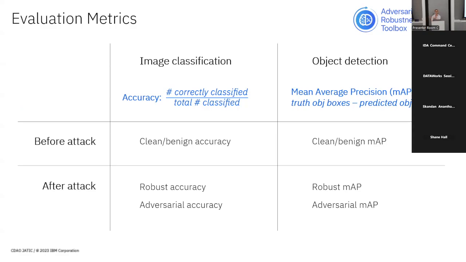the model produces. Before attack, we're looking at clean or benign metrics, and after the attack, there are two ways to calculate robust or adversarial metrics. They're pretty similar. Adversarial accuracy or MAP just throws out the examples that were not correctly identified or classified even before attack. Whereas robust accuracy or MAP take the whole thing into consideration.